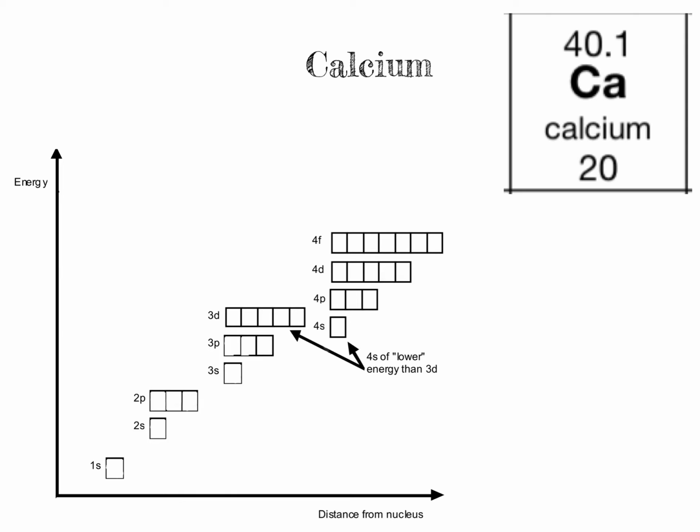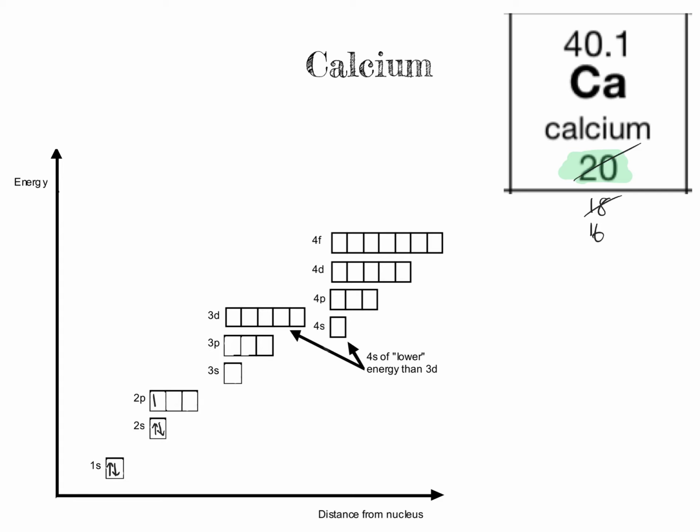Here we've got calcium taken from the periodic table, and calcium has 20 electrons. So the Aufbau principle tells us start with the lowest available orbital and fill that first. So 2 electrons can fit into there, takes us down to 18. Next one up, 2 electrons can fit into the 2s orbital. So we've got 16 left to place.